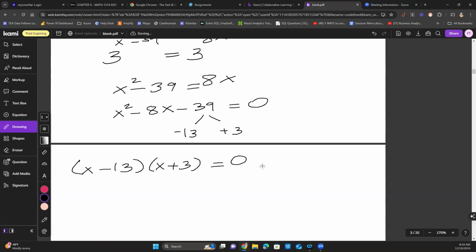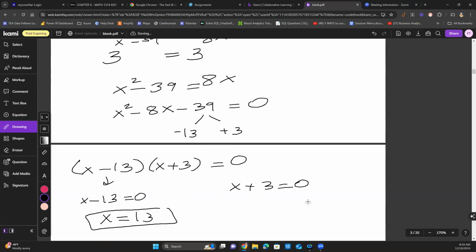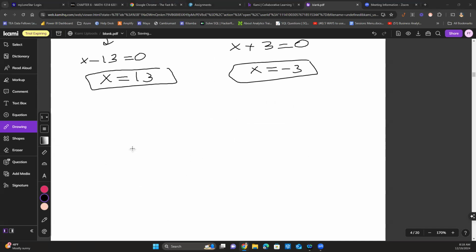As you know, solving this quadratic equation requires me to set each individual factor to 0, then solve for x. This one, x must be 13 because 13 minus 13 is 0. And here x must be negative 3 because negative 3 plus positive 3 is 0. So this question returns two answers. I am going to move to the next one on the homework, which is question 9.